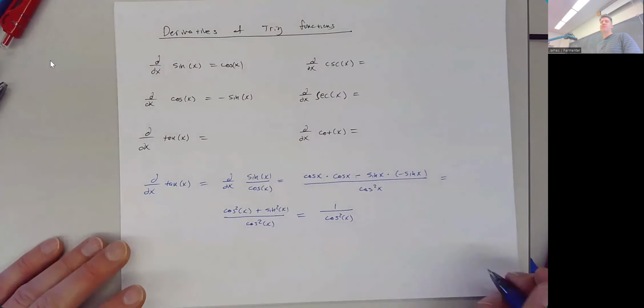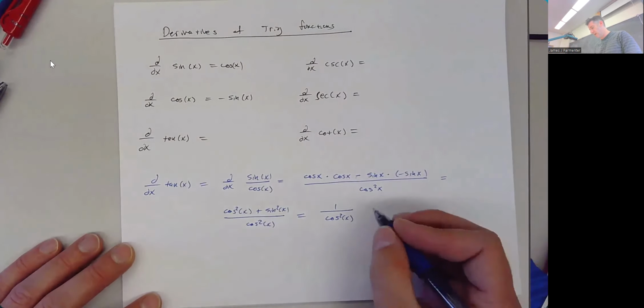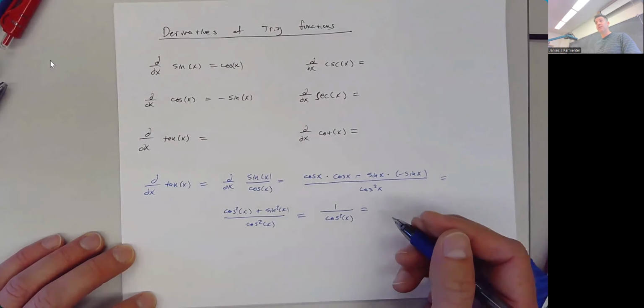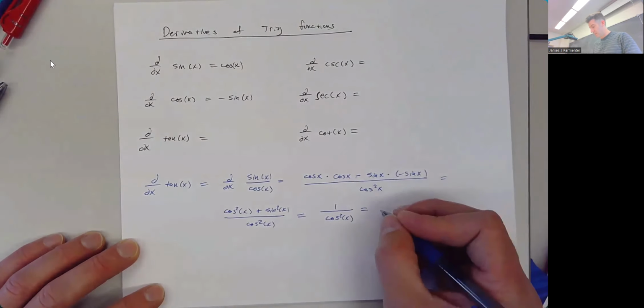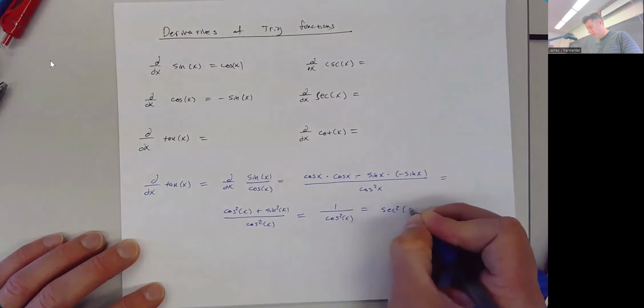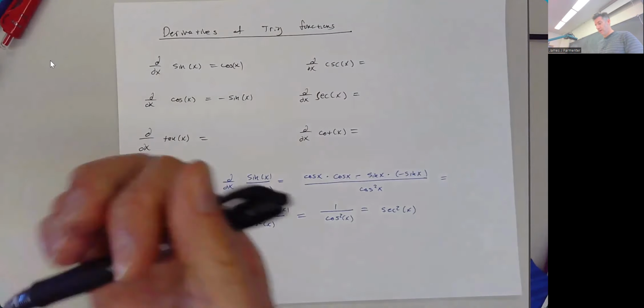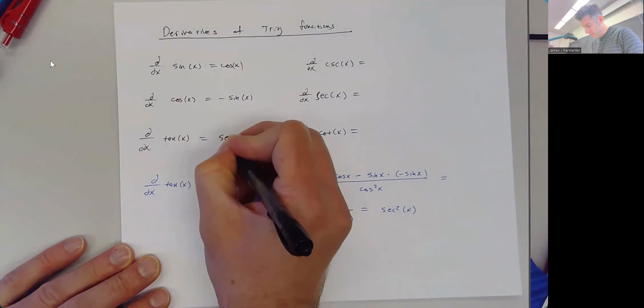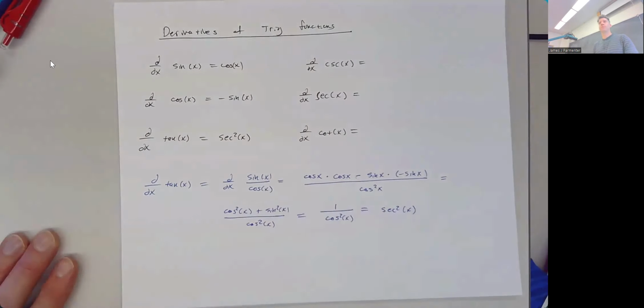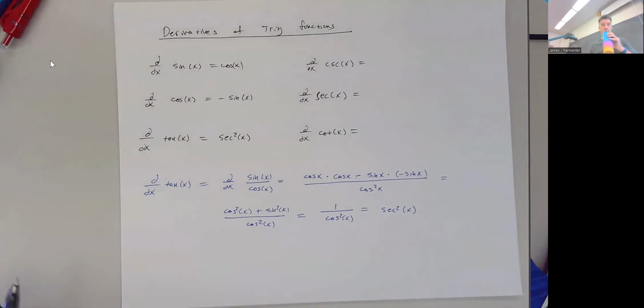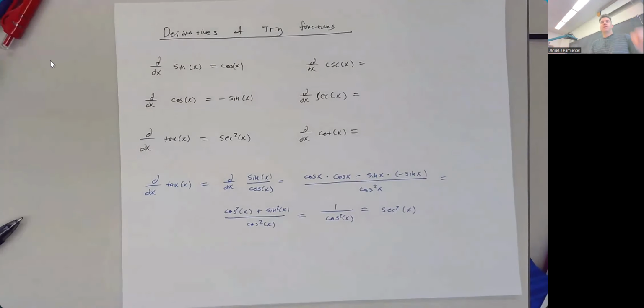And you could leave it like this, but no one ever does. Instead, we say, well, 1 over cosine is secant. So 1 over cosine squared x is really secant squared of x. So the derivative of tangent of x is secant squared of x. Cool. Questions? Yeah, let's do the next one.